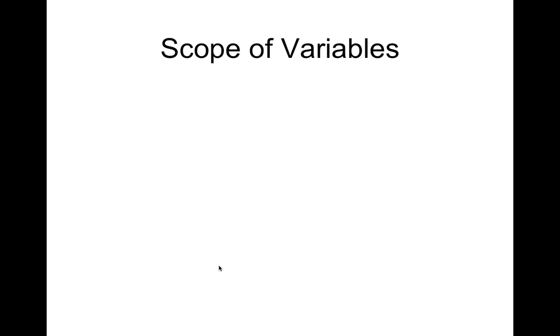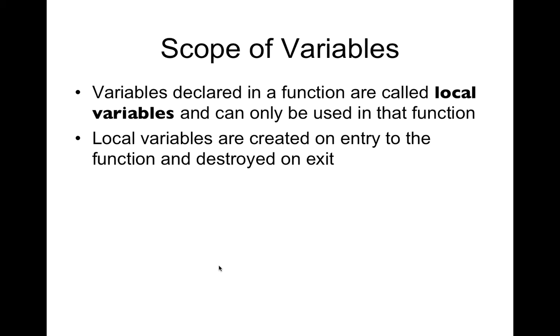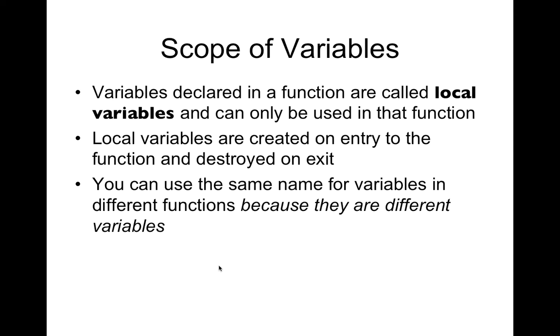There's one important thing about functions, which is the way that variables operate and are used. It's called the scope of the variable. Variables declared within a function are called local variables, and they're only used in that function. You don't reference those variables from outside of the function. They're created at the point the function is called, and then they are destroyed when the function returns. You can use the same name for variables in different functions because they are actually different variables.